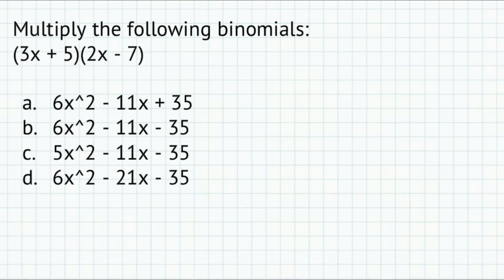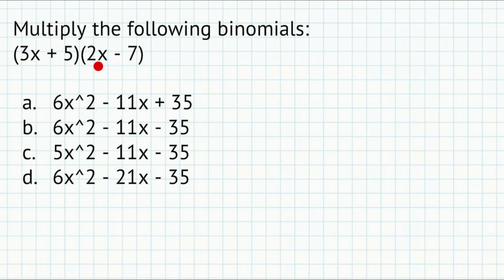So here we go. We want to multiply the following binomials. We have 3x plus 5 multiplied by 2x minus 7. Sounds good. So let's go ahead here and set this up right along the side. So 3x plus 5, 2x minus 7.